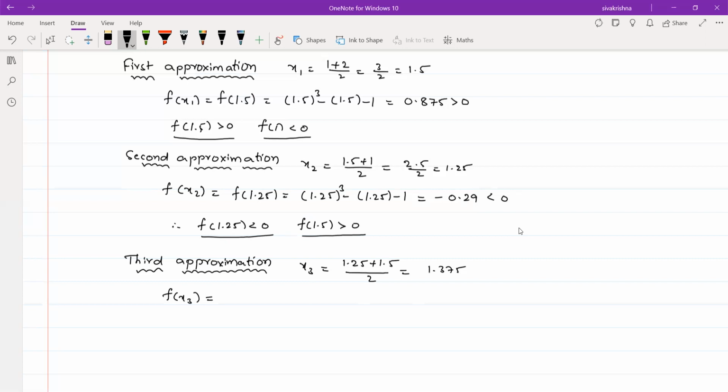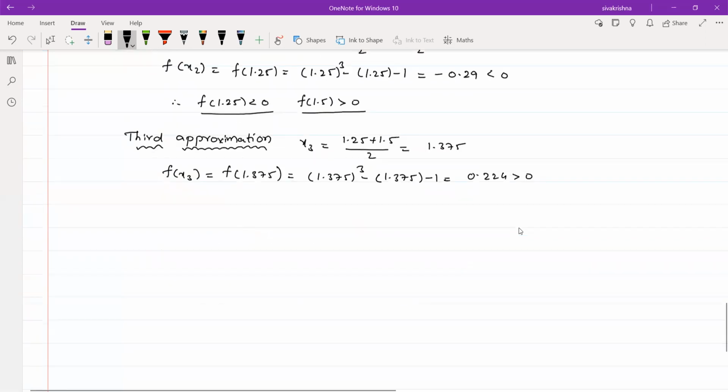So, write f of x3. This is f of 1.375. Once again, we have to substitute this value in the given equation, so we get 1.375 whole cube minus 1.375 minus 1. So this is equal to 0.224, which is a positive value. It means f of 1.375 is a positive value.